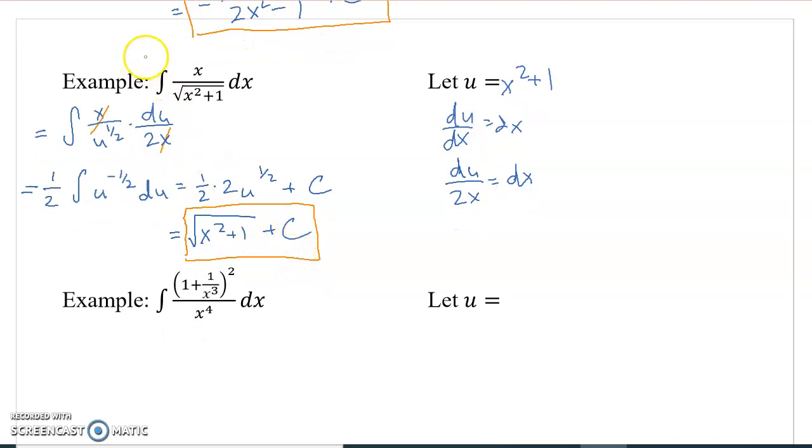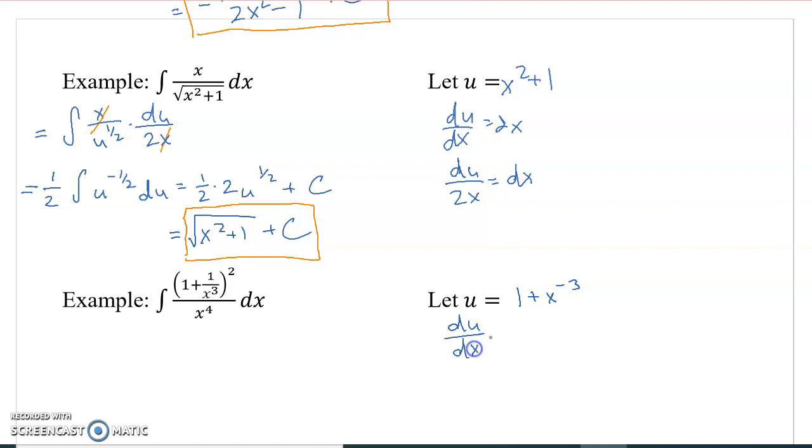So when we look at this one, we say, well, we've always set the denominator equal to u, but it doesn't have to be the case. The better thing to set equal to u is the thing inside the parentheses. So I'm going to write this 1 plus 1 over x cubed, but I'm going to write it as x raised to the negative 3. Of course, that makes it easier to use the power rule.